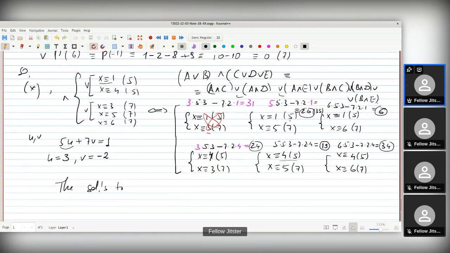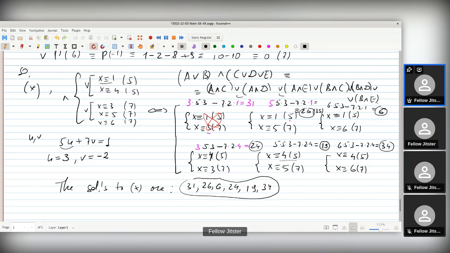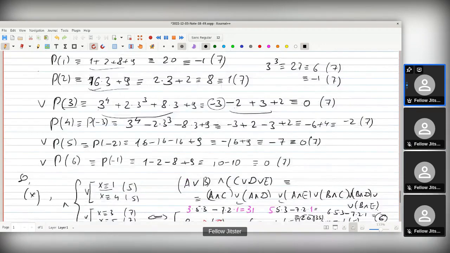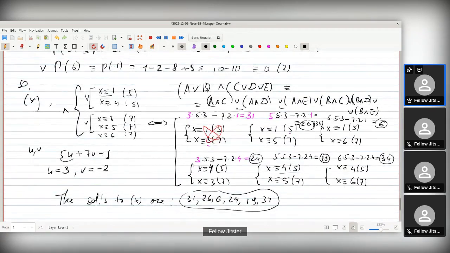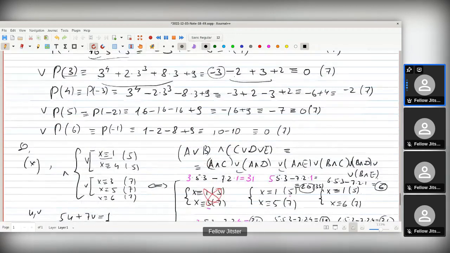So, what are the solutions? The solutions to our original congruence are exactly 31, 26, 6, 24, 19, 34. We have 6 distinct solutions. Is it clear? Yes. So our polynomial of degree 4 has how many roots? 6. 6 roots. How is it possible?